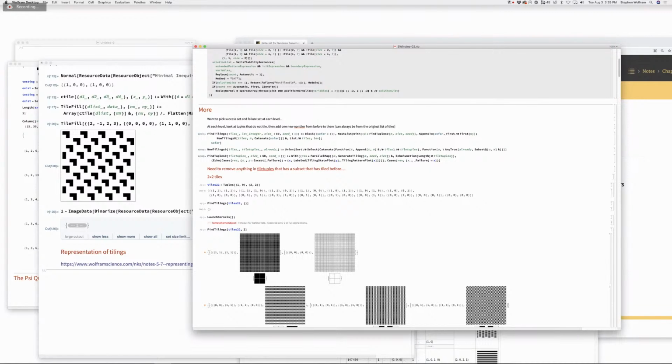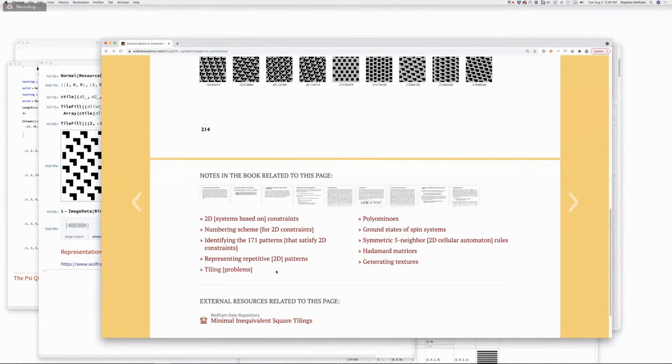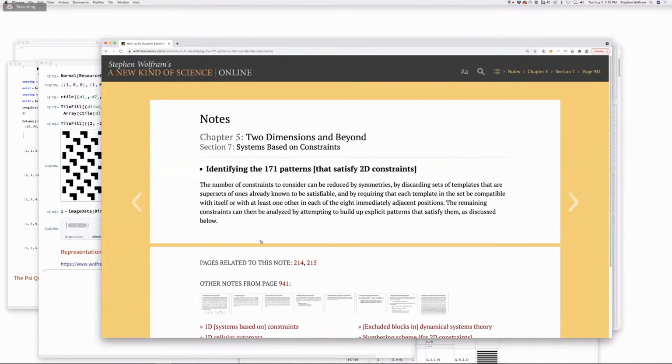Did you understand what I was saying about these matching conditions? Let's read what I wrote in the NKS book about this. It's very short here. The number of constraints to consider can be reduced by symmetries, by discarding sets of templates that are supersets of ones already known to be satisfiable. That's what we're already doing. And by requiring that each template in the set be compatible with itself or with at least one other in each of the 8 immediately adjacent positions. Mm-hmm.